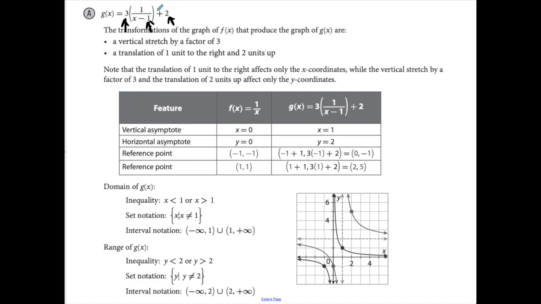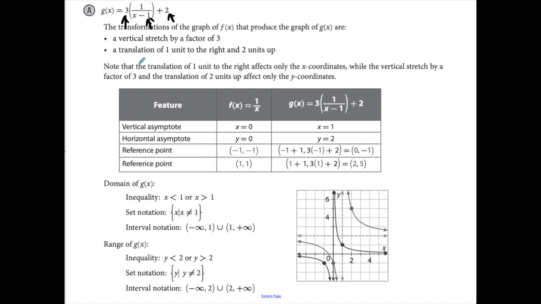All right, so let's try to analyze this. Before we do this, note that the translation of 1 unit to the right affects only the x coordinates, while the vertical stretch by a factor of 3 and the translation by 2 units up only affect the y coordinates. So what they do here is use point notation, where we take the -1, and because we are moving it to the right, we're adding 1 to it, and they put that with 0, -1.